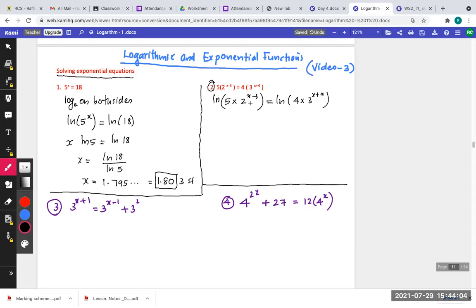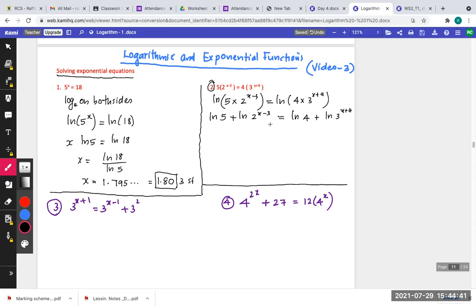But still remember, the power x minus 3 is only for 2 and the power x plus 4 is only for 3. Now you could apply the first law, which is the multiplication law here, so you can split it into 2. How do I split it? I can write it as ln 5 plus ln of 2 to the power x minus 3, which is equal to, on the right side also, ln 4 plus ln of 3 to the power x plus 4. For multiplication, we split it into 2 and you add it out.